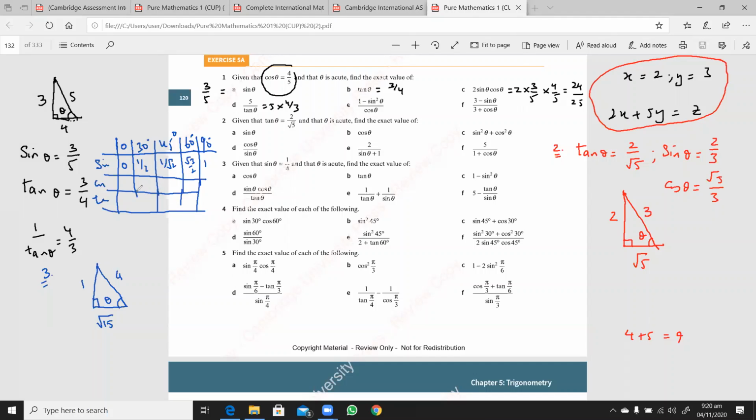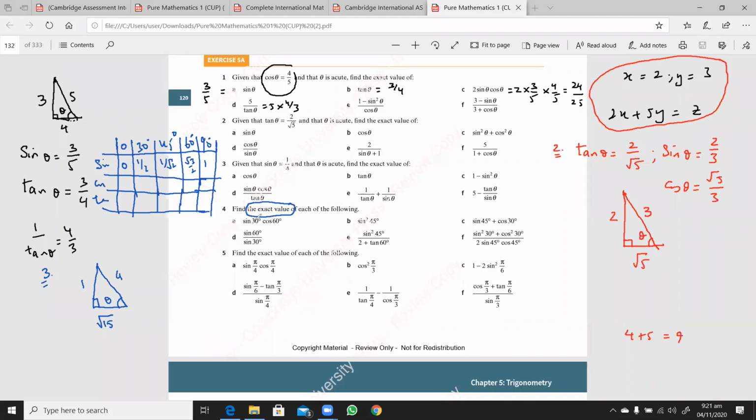I believe you have this table with you. Yes? Or do I need to complete this? Sir, we do have it. Okay, that's great. So look at this. This is find the exact values. That is the main feature of your A-level mathematics. You will be required to give the exact values.